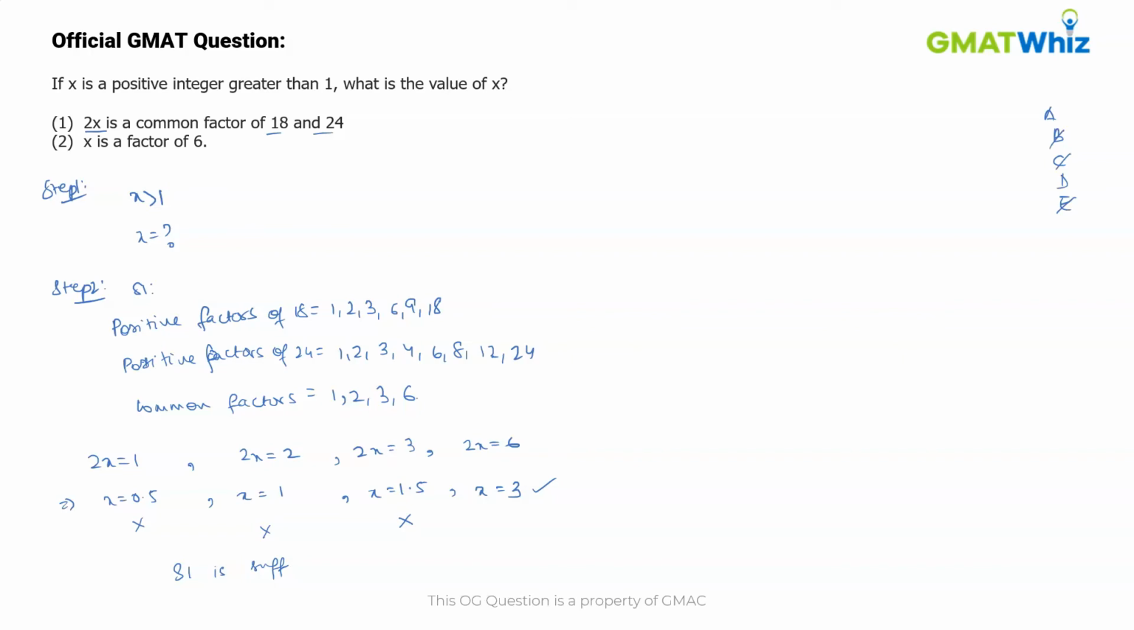We now check the sufficiency of statement 2. Statement 2 tells us that x is a factor of 6. Now to solve this, we first write the factors of 6, which are 1, 2, 3 and 6. Since x has to be greater than 1, the possible values of x can be 2, 3 and 6. Since there is no other condition given to us, the value of x is not unique. So we can conclude that statement 2 is insufficient. And hence the correct answer is option A.